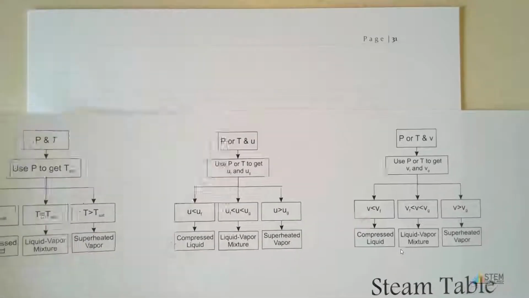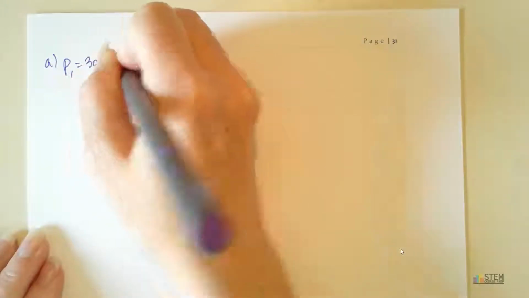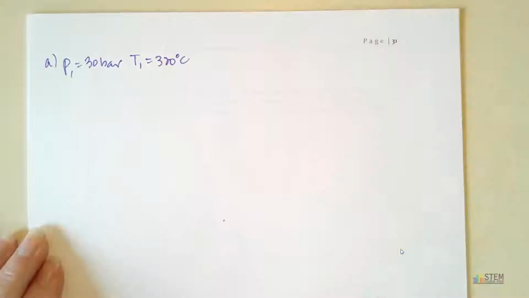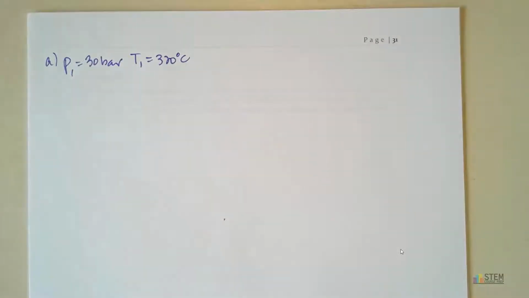Okay, so let's look at a few more examples. These I don't have typed out, we're just going to write them out, and then we'll look at the flow chart and see how it goes together. So this first one, let's just have a pressure that's equal to 30 bar, and we'll have a temperature that is 320 degrees Celsius.